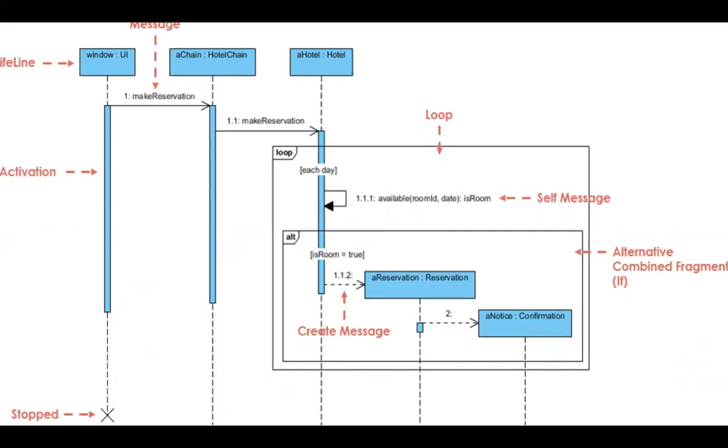First, the window calls make reservation, which sends a message to hotel chain, which calls make reservation, which sends a message to hotel. And in hotel, there's a loop that calls available to see if a room is available. And if a room is available, in that alternate fragment, we have a reservation is created with a create message, and a notice is created with another create message.